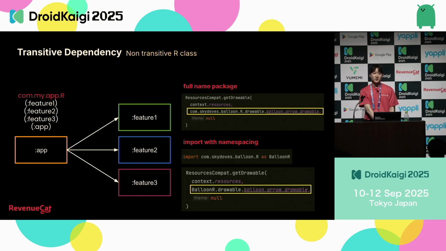To access resources from other libraries, you need to use their full package names or simply access them by importing them using namespacing.